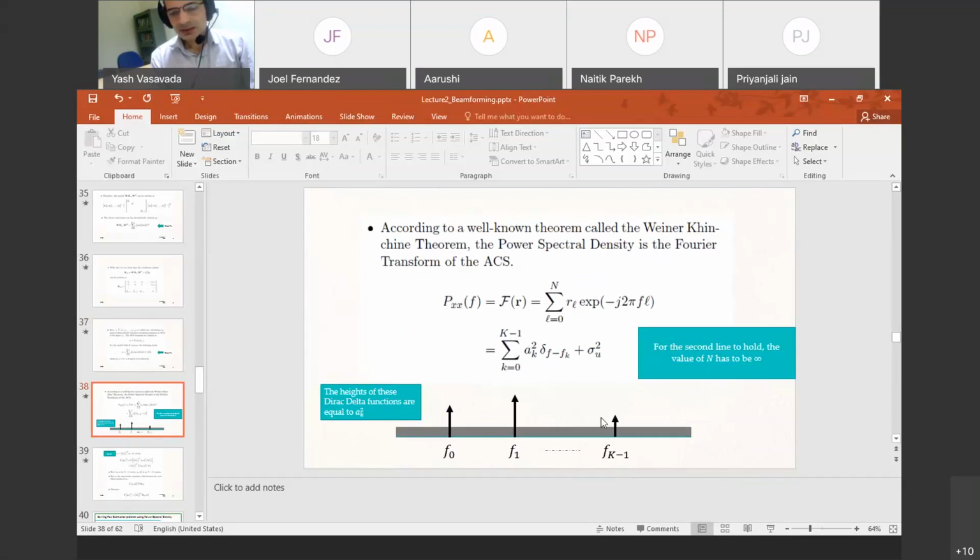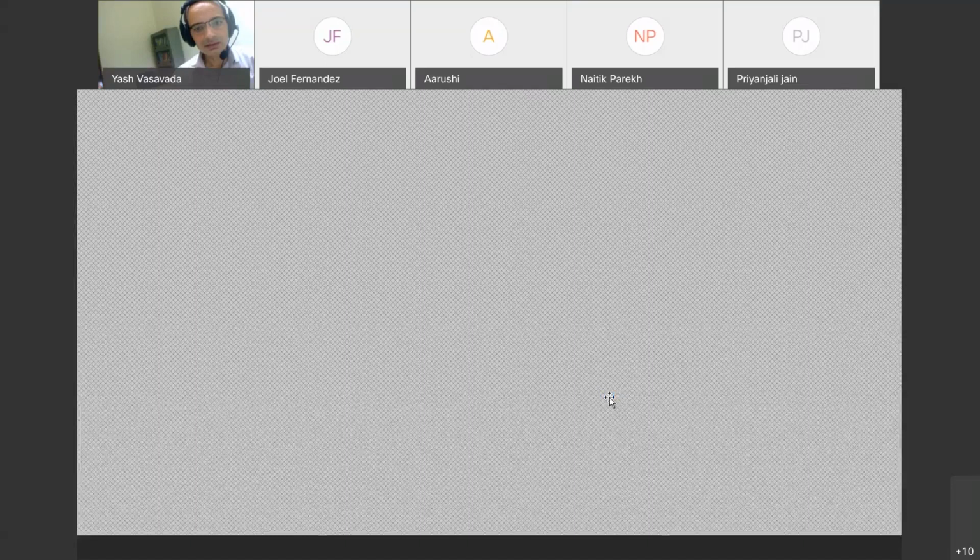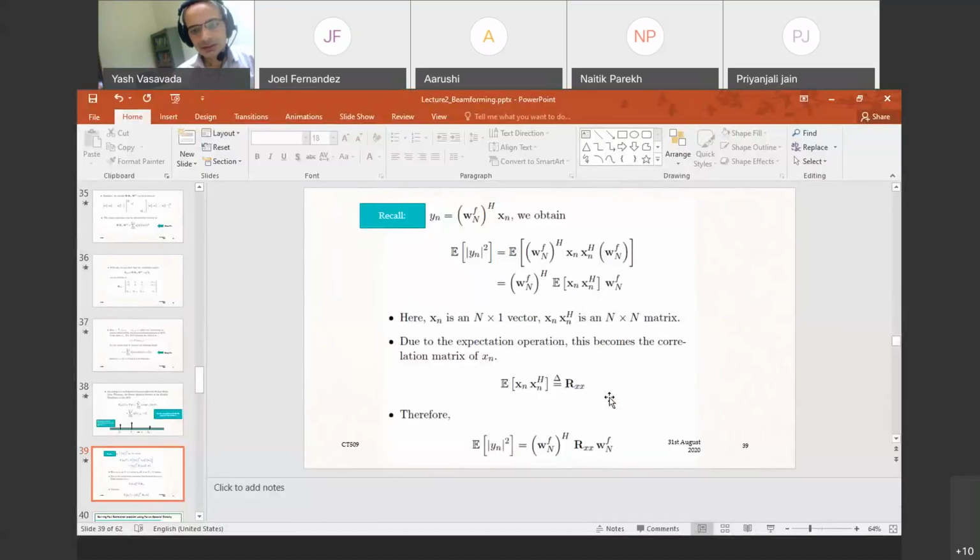In reality, I will never have the infinite observation window. N will always be finite. And so that is where a lot of the problems are coming from that we are going to look at now.